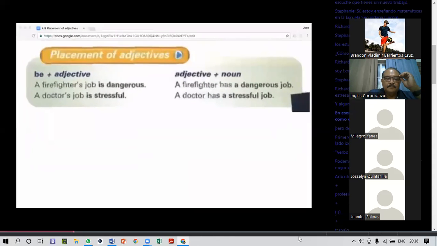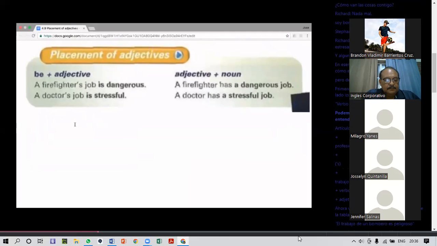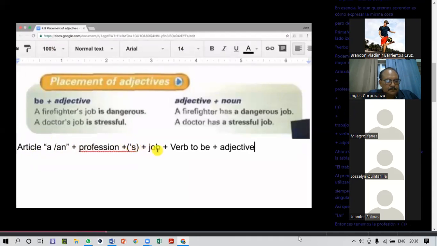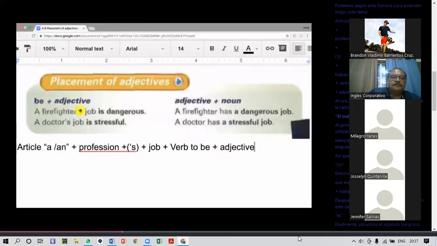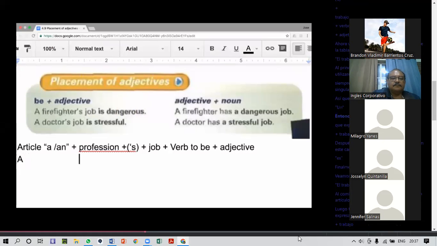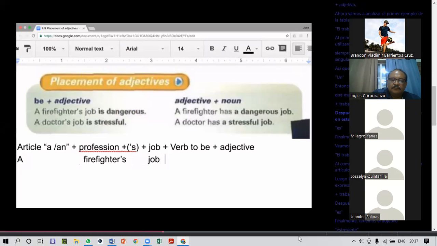In essence, what we want to learn is how to express the same thing, but in different ways. First, let's analyze the examples on the left-hand side of this chart. Be plus adjective. We can follow this formula to better understand this topic. Article, a or an, plus profession, plus apostrophe s, plus job, plus verb to be, plus adjective. Now let's analyze the first example on the chart. A firefighter's job is dangerous. At the beginning of our sentence, we will typically use an article whenever we're talking about a singular job. So in this case, a. Then we have profession plus apostrophe s, which expresses possessive, plus job. After that, we're going to add the verb to be, in this case is. Finally, we put the adjective.